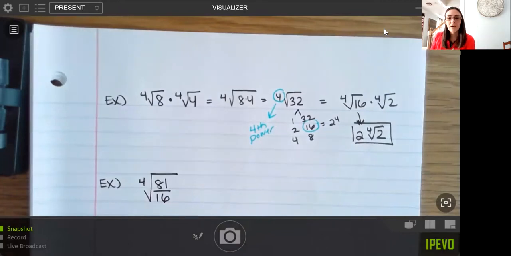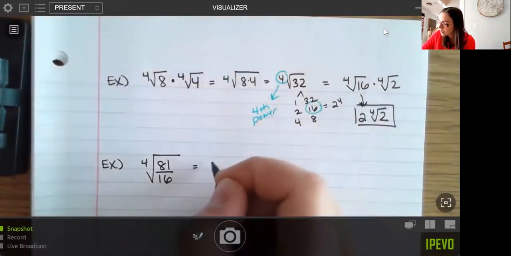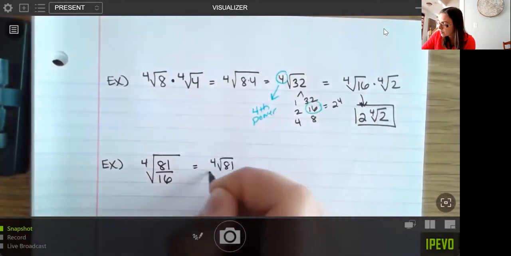Okay. Now for this one, I have the fourth root of 81 over 16. If I think about 81 and 16, I don't really see anything I can do there. So I would see, can I divide these? Can I simplify? There's not really anything going on. But what I could do is I could split this, right? So I could split my root.